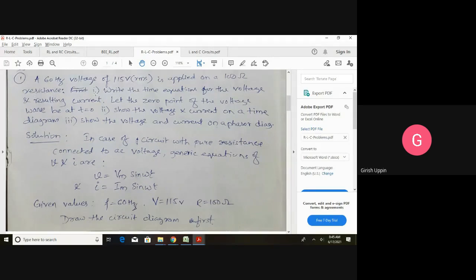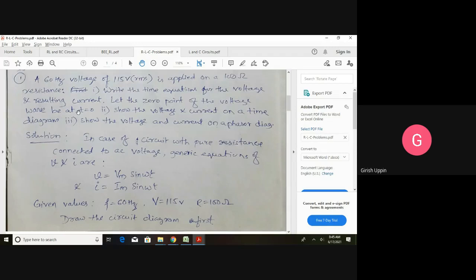What we have to do first: write the time equations for the voltage and resulting current. Means what? We have to write the instantaneous equation of the voltage and the current. The way they phrase the question is a little different, but it's the same. Time equations or instantaneous equations are all the same.